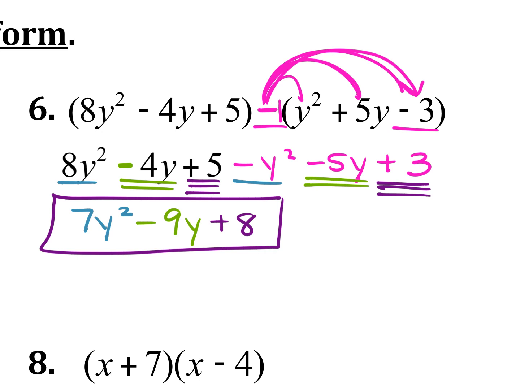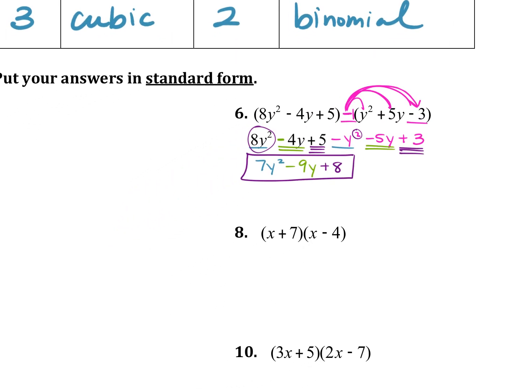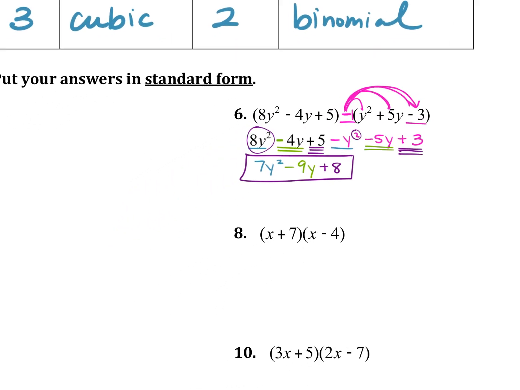And say that again? If this was a 3, then that would have to be by itself. It would be a -y cubed out in front, and then a positive 8y squared, because you can't combine them. You would leave them, but put them in descending order. It's really obnoxious. What do you mean? Oh, negative exponents? No.